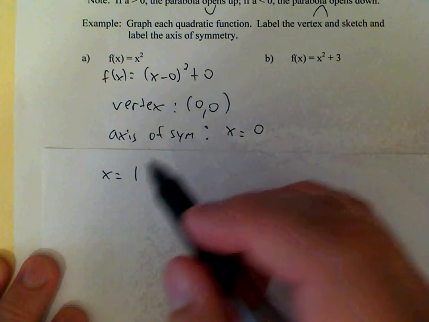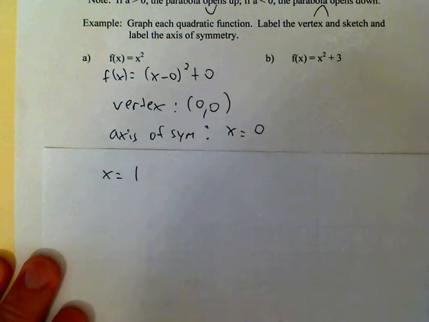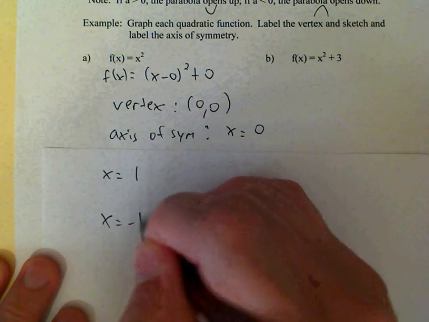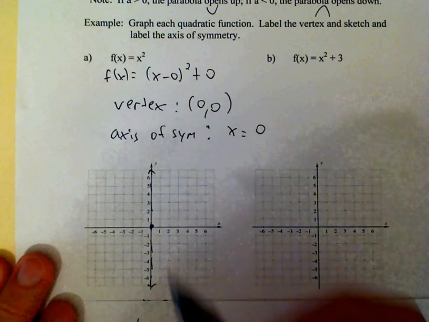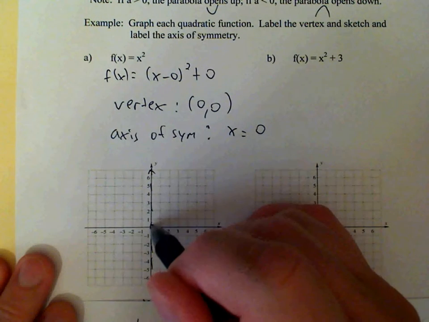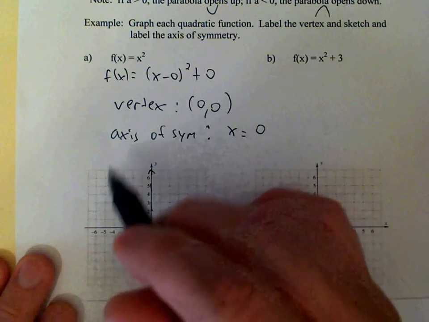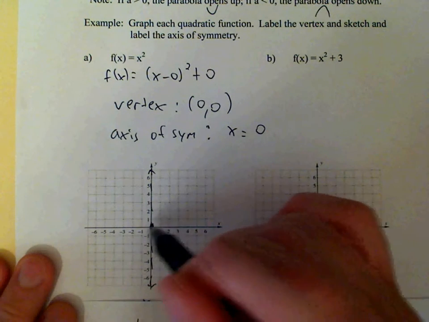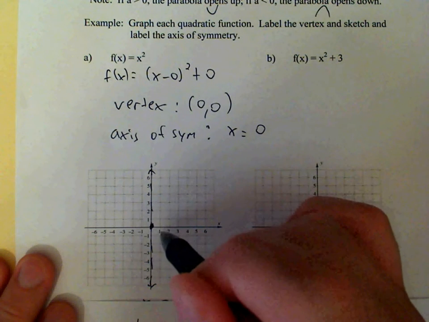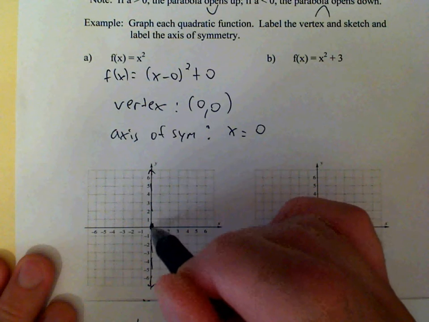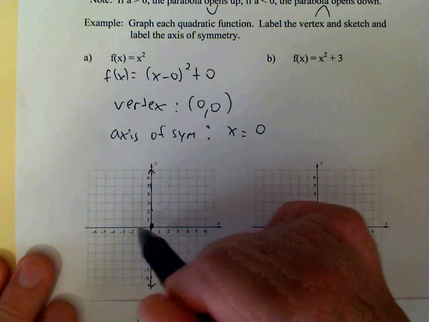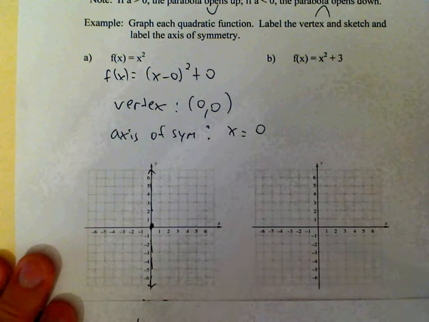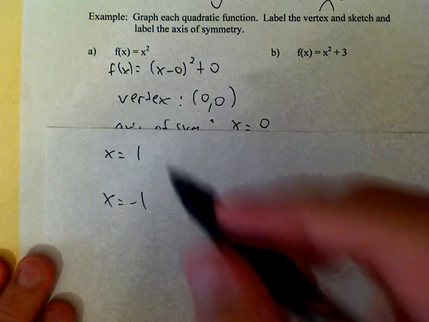I'm going to try x equals 1 and x equals negative 1. The reason I'm doing that is because I know it's going to be symmetrical over this line, and I'm using x values that are the same distance from 0, 0. So I'm using 1 and negative 1, and I'll probably end up using 2 and negative 2 also. You just need to use enough until you're comfortable with what it is.